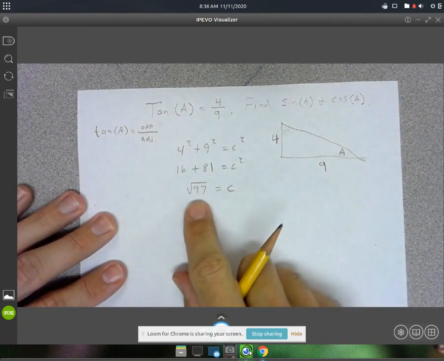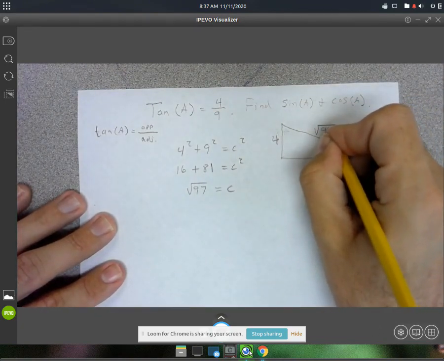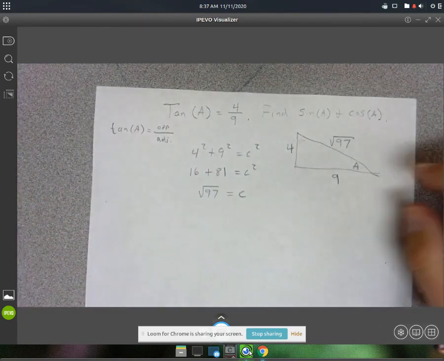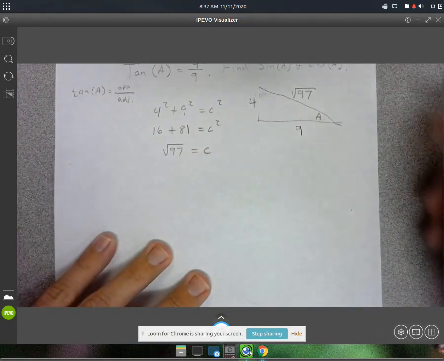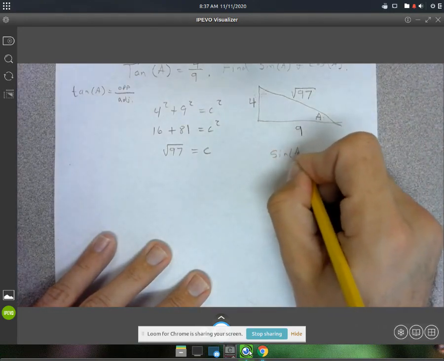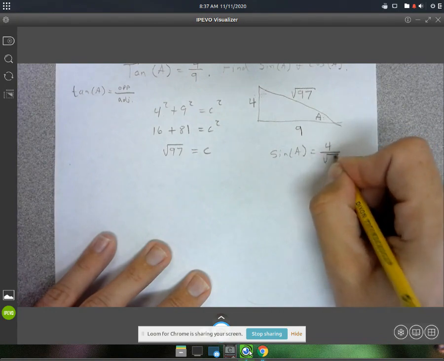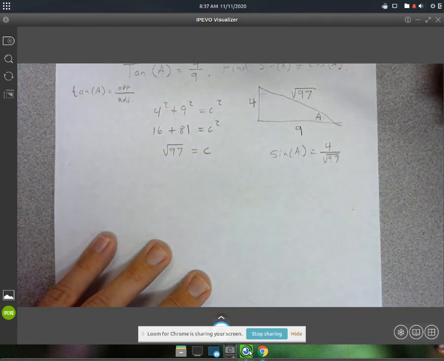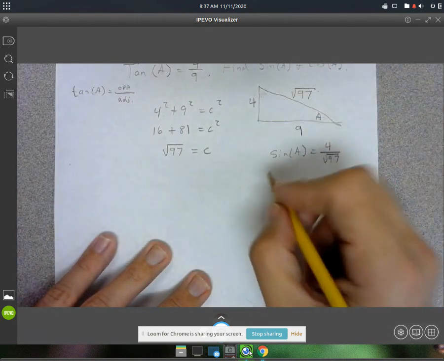This might simplify. I'm not even going to try. I'm just going to leave it how it is. I'm not going to rationalize the denominator or any of that stuff. All right, so for sine of A, that's going to be 4 over root 97, because 4 is the opposite and root 97 is the hypotenuse. So sine's opposite over hypotenuse.